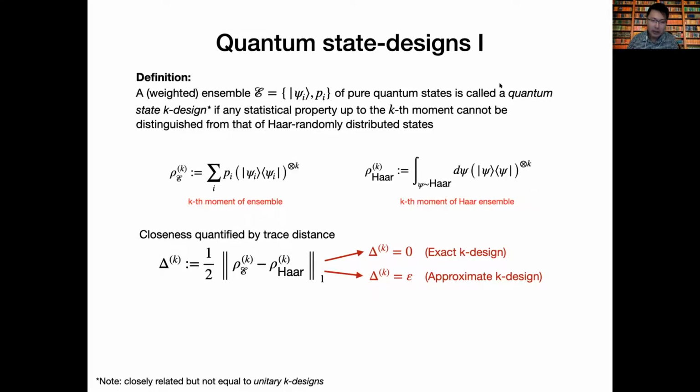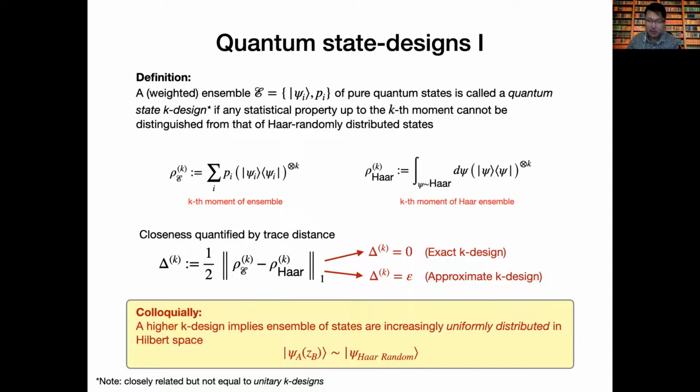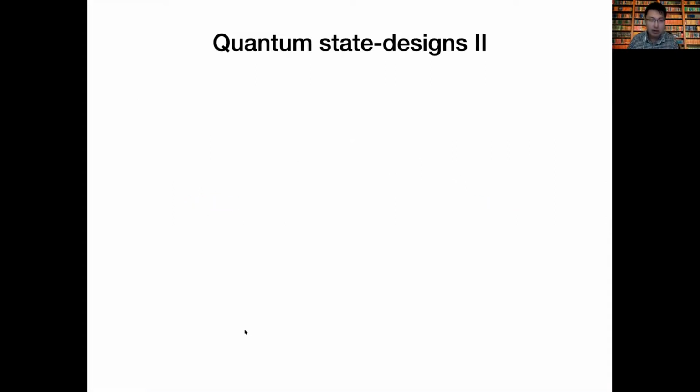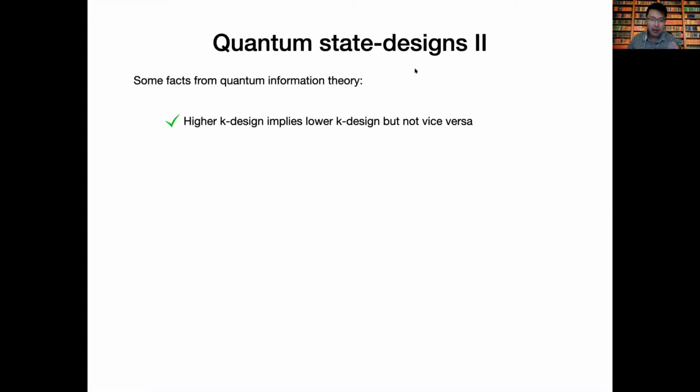So this might be a bit technical, but colloquially, all I want to say is that a higher K design implies that the ensemble of states is increasingly uniformly distributed in Hilbert space. And that's the main picture that you should have in mind. So now let me just throw out some very key facts about quantum state designs. A higher K design implies a lower K design, but not vice versa, quite naturally.